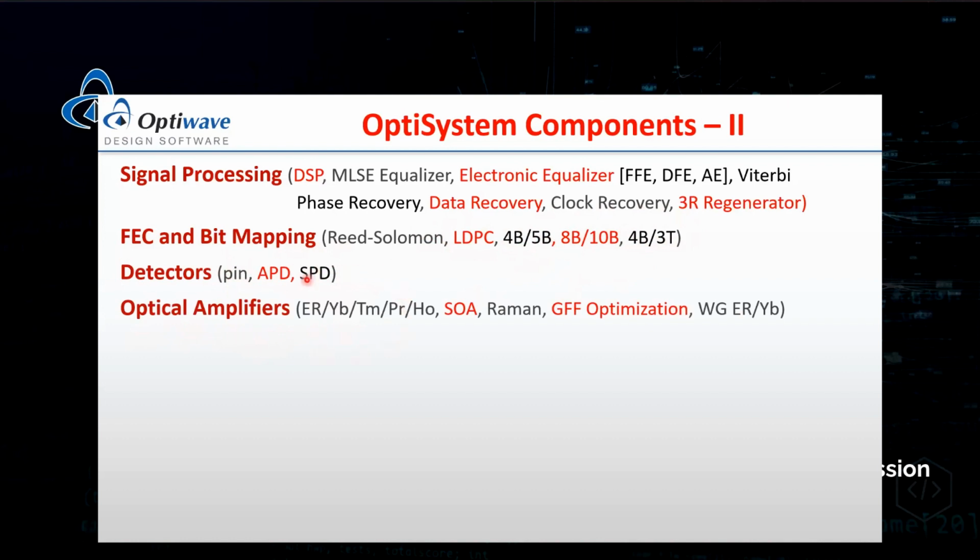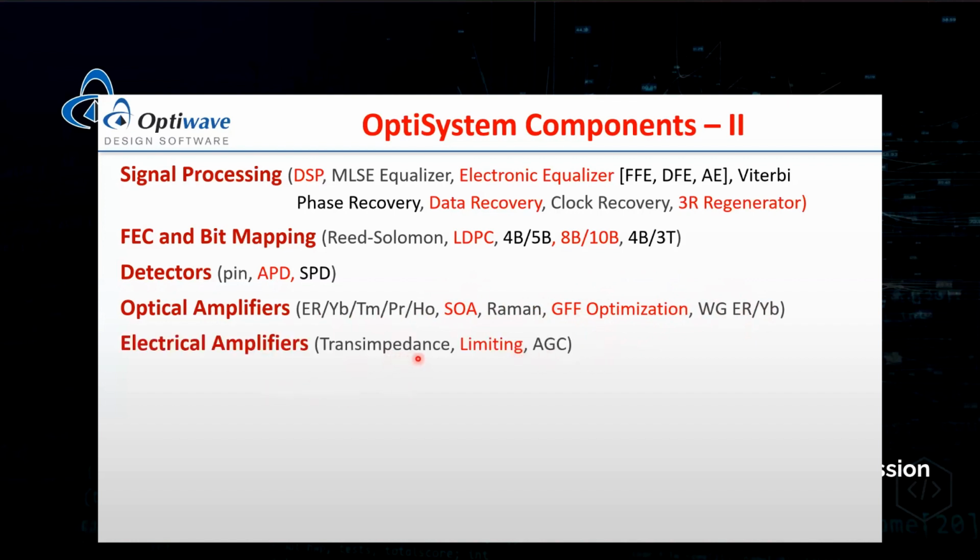In terms of amplifiers, we offer a huge library for doped materials, including most available doped materials from erbium, ytterbium, thulium, praseodymium, holmium, as well as semiconductor amplifiers. So we have different models for semiconductor amplifiers, Raman amplifiers. We offer waveguide amplifiers, as well as optimization for any parameters in the software. So you can do optimization, single parameter or multi-parameters or Monte Carlo, as well as gain flattening optimization.